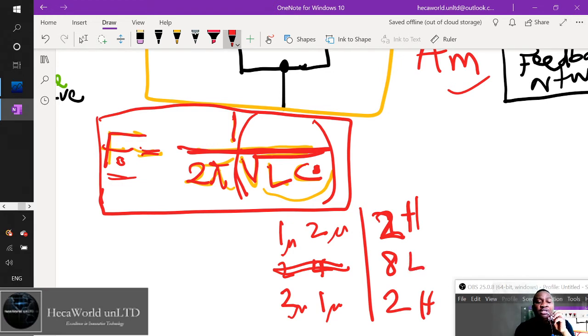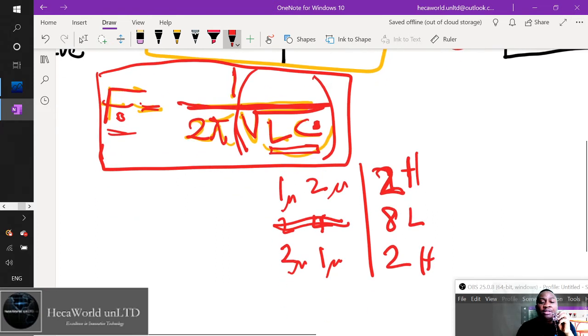The higher the values here, the lower the frequency. Why? Because these are in the denominator, right? So the more they increase in value, the 1 over the value, the function will be less, right? So the more your inductance and capacitance, the less your frequency. So if you want to get a very, very high frequency circuit, this tells you have to go for very, very low inductor and capacitor, right?